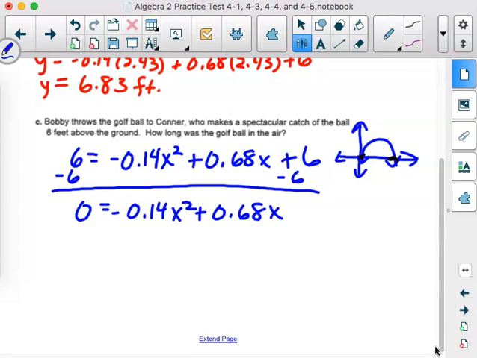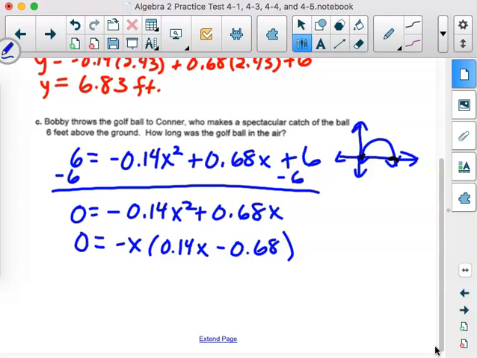Ew, it has decimals. It does, but we can still solve this by factoring. In fact, if you look at this for just a second, you're going to see, hey, there's an x in both of those. And really, to solve it, that's all you had to notice. So you'll take an x out, or in fact, let's take a negative x out in this one because we have the negative in front of our x squared term. So negative x, and this will leave us 0.14x minus 0.68.